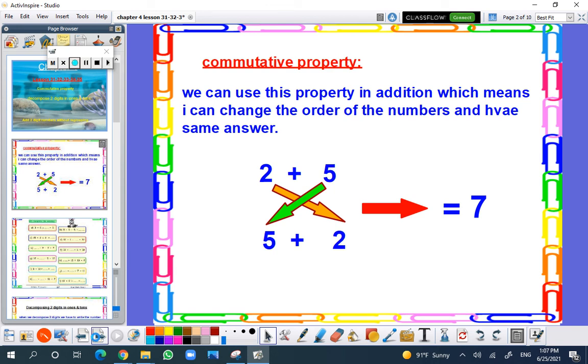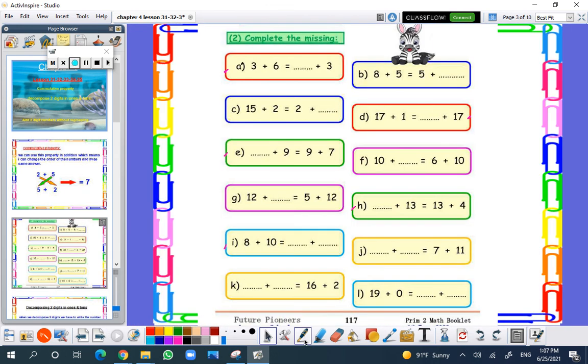To be clear, let's go to the examples. Complete the missing. Here we have the first question. 3 plus 6 equals what by using the commutative property? So we mentioned before, I can change the order of the numbers. Here 3 is first, so I can put 3 second, then 6 first. Excellent. So it can be 6 plus 3. So 3 plus 6 equals 6 plus 3 by the commutative property.